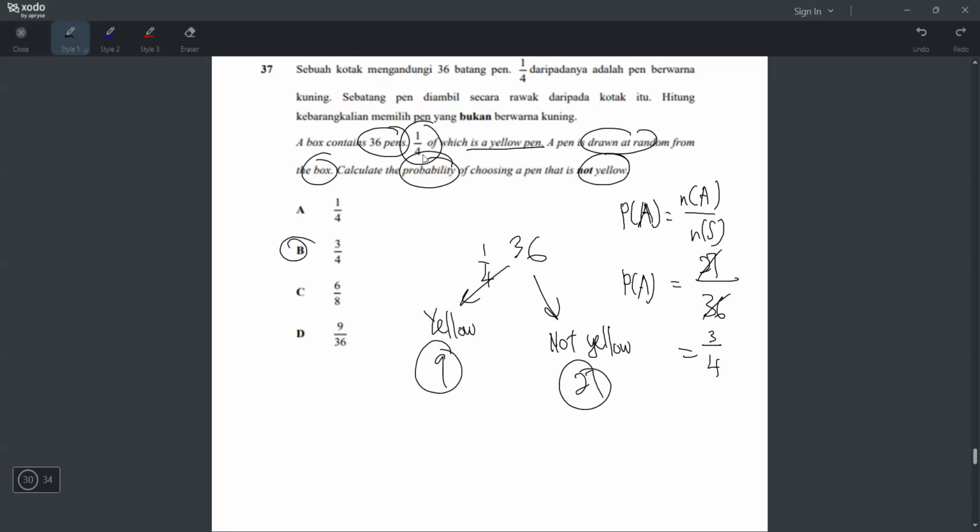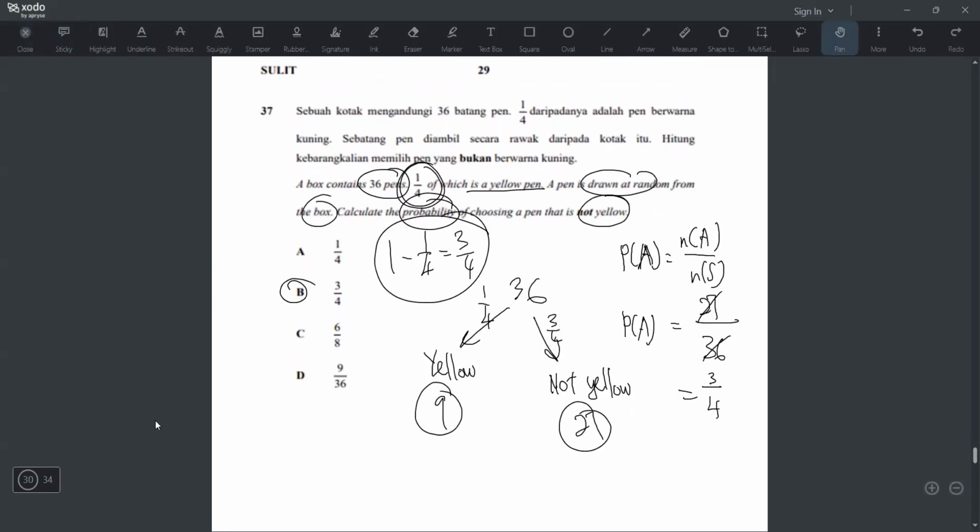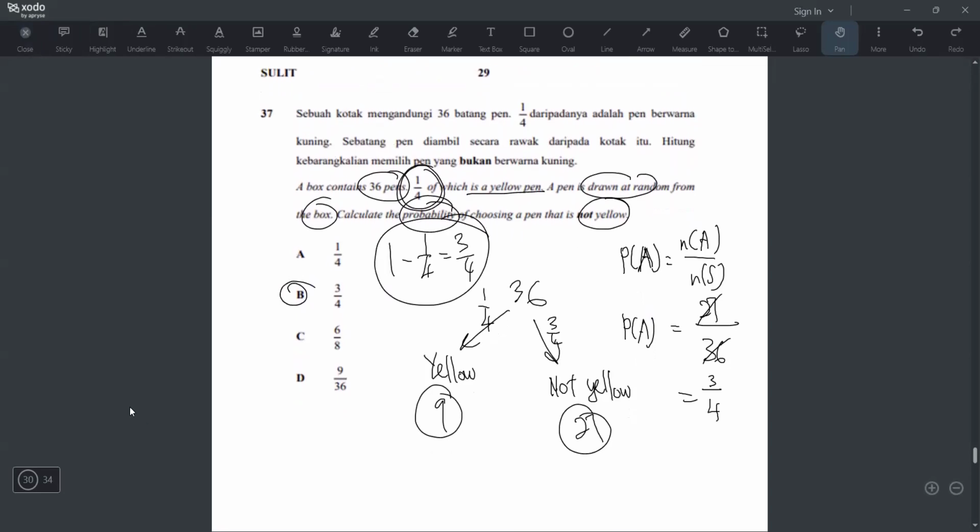Right? Okay, I know some clever students will say, Sir, why didn't you do 1 minus 1 over 4? Can also, can also. Yeah, because they want to find the probability of not yellow. They already gave the probability of yellow as 1 over 4, right? So the total probability must be 1. The total probability will always be 1. So if the probability of yellow is 1 over 4, then not yellow is 1 minus 1 over 4. So actually it's faster, right, if you do it like that. You want to do it like that, can also. Okay, so that's the explanation. Okay, done.